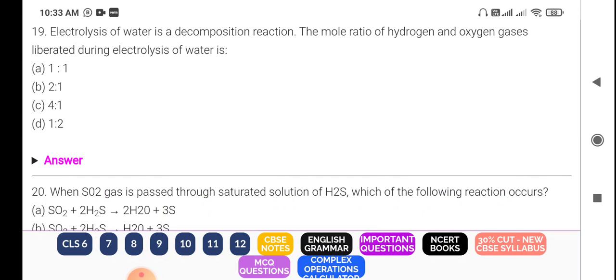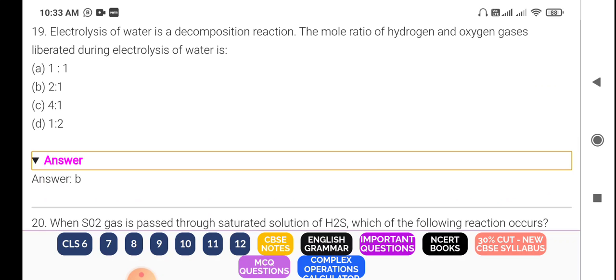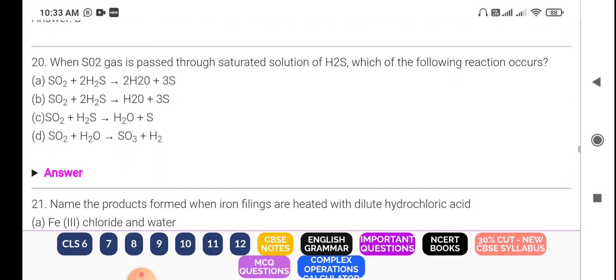19. Electrolysis of water is a decomposition reaction. The mole ratio of the hydrogen and oxygen gases liberated during the electrolysis of water is 1:1, 2:1, 4:1, or 1:2. So which one? B is the correct answer, 2:1.